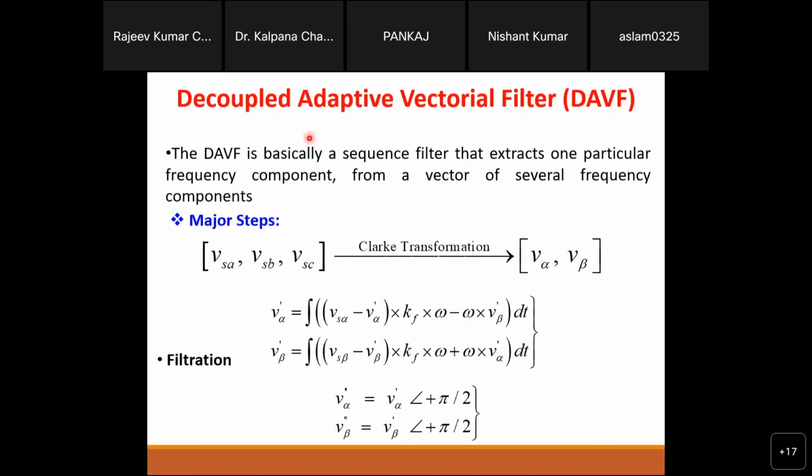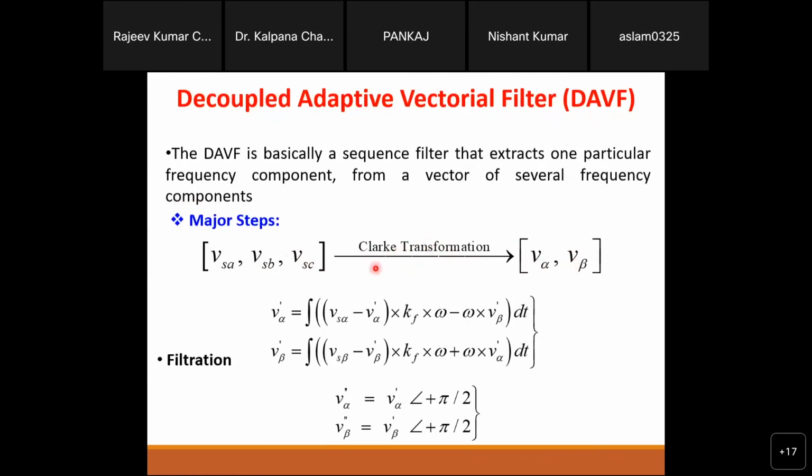So if you look at the basics of this decoupled adaptive vectorial filter, DAVF: we take all those current or voltage components, and if this is three phase, then go for the Clarke transformation and convert into V alpha and V beta. If this is single phase, then there is no need to use the Clarke transformation. You have one single phase voltage, give it a 90-degree phase shift, and assume this one is your alpha and the other, 90 degrees apart, is your V beta in the single phase.